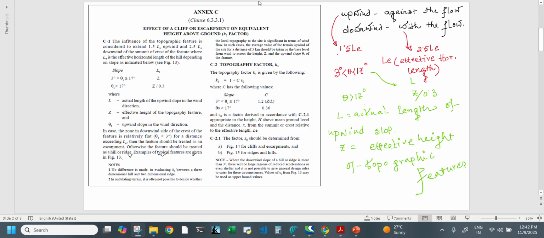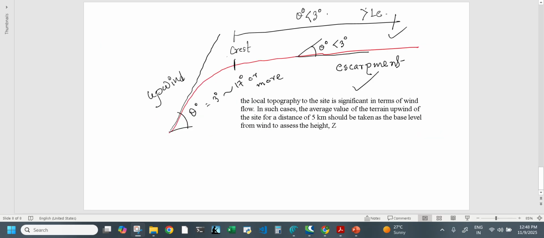Generally, the wind velocity increases as the slope increases. That means the wind velocity increases with the height. That means in front of the wind movement, there may be a hill or ridge, or there may be an escarpment. The wind velocity gradually gets higher, but it is not possible to calculate the precise data within this short length. So that's why the site for a distance of 5 kilometers should be taken as the base level from the wind axis to a height of Z, and upwind slope theta for the features.